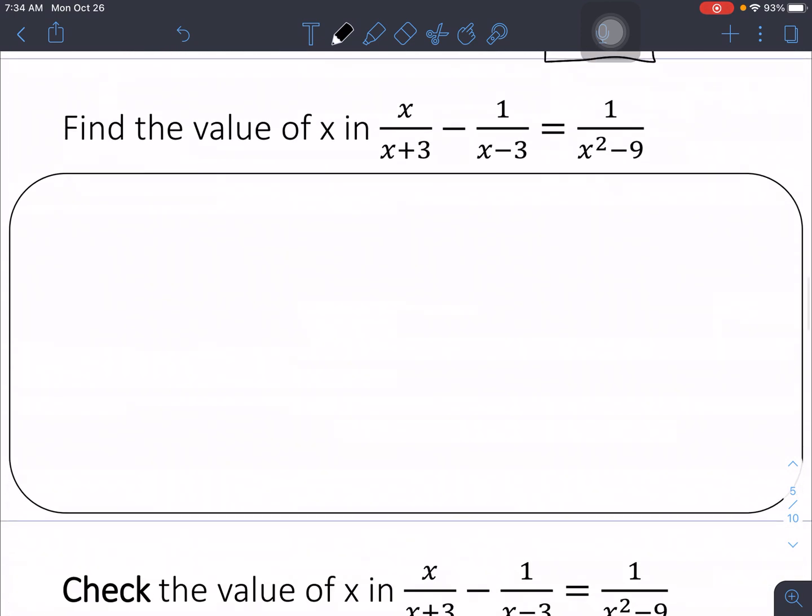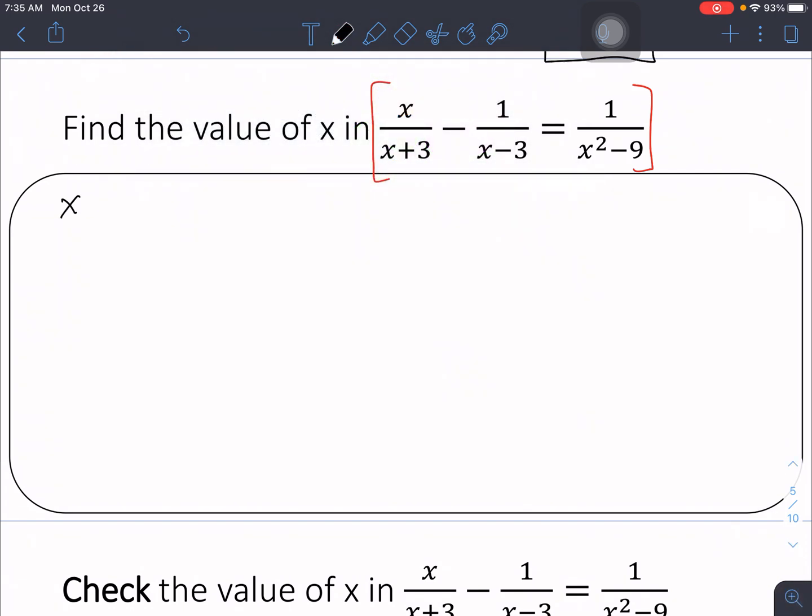So let us find the value of x in this equation. So this equation, we would like to remove all the denominators by multiplying both sides of the equation with their LCM. Okay, so the LCM of x + 3 and x - 3 and x squared minus 9. So maybe I could simplify first this x squared minus 9. So I think I would like to factor this out.